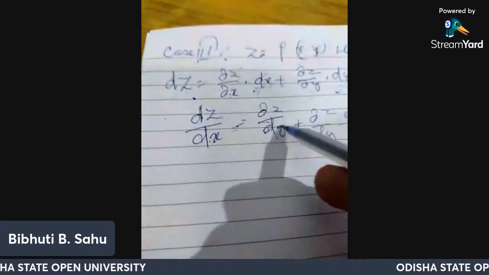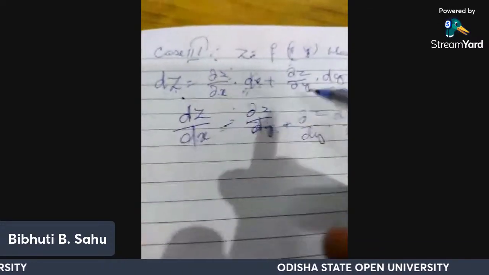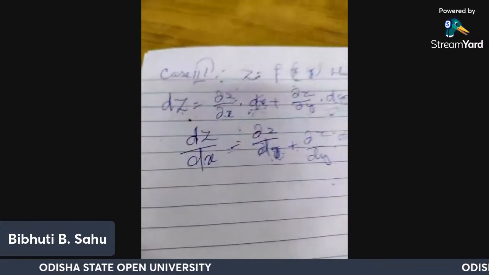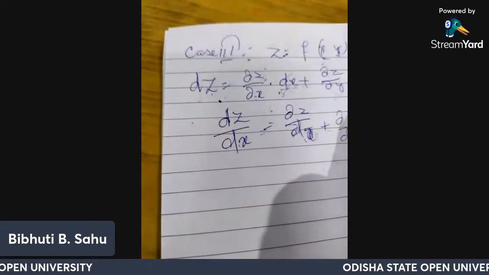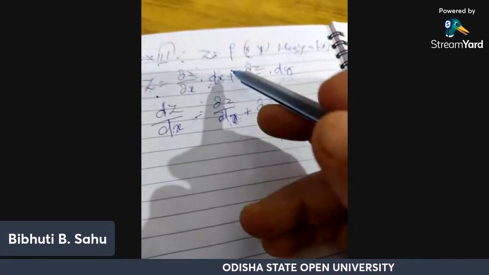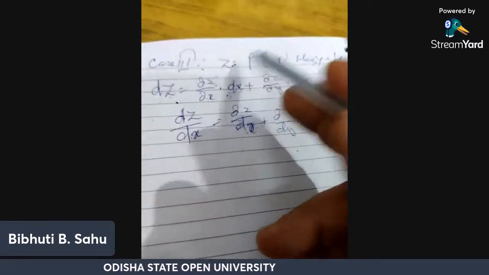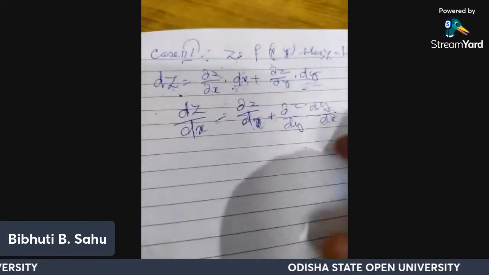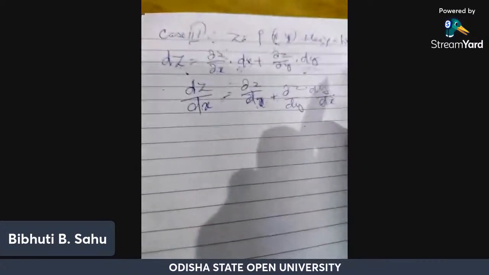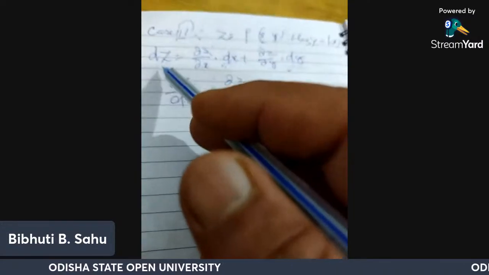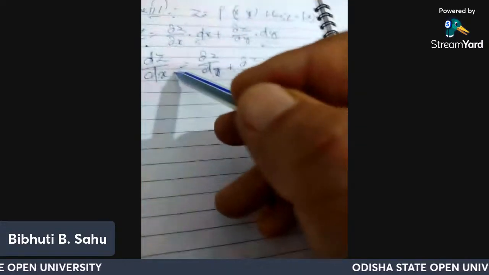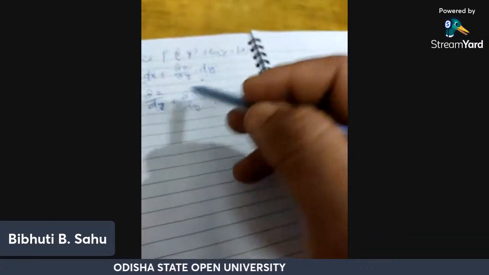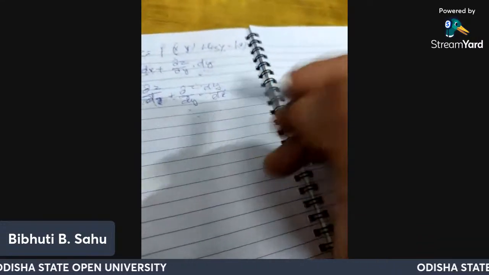This is del z by del x, not dy. Del z by del x plus del z by del y into dy by dx. So this is the formula when z is a function of two variables x and y, and again y is a function of x. In that case, we can find the total derivative or total differential by applying this formula, that is dz by dx is equal to del z by del x plus del z by del y into dy by dx.